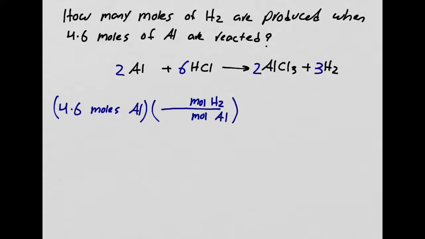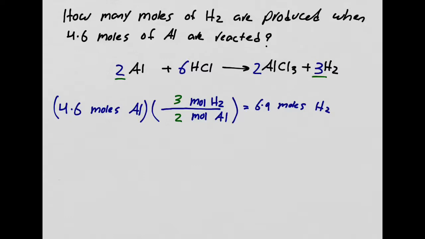Now, how do I know the ratio? The coefficients are the mole ratio. So if I look over here, I have 3 H2 for 2 aluminum. The coefficients are the mole ratio. So 4.6 times 3 divided by 2 will be 6.9 moles of H2 produced.